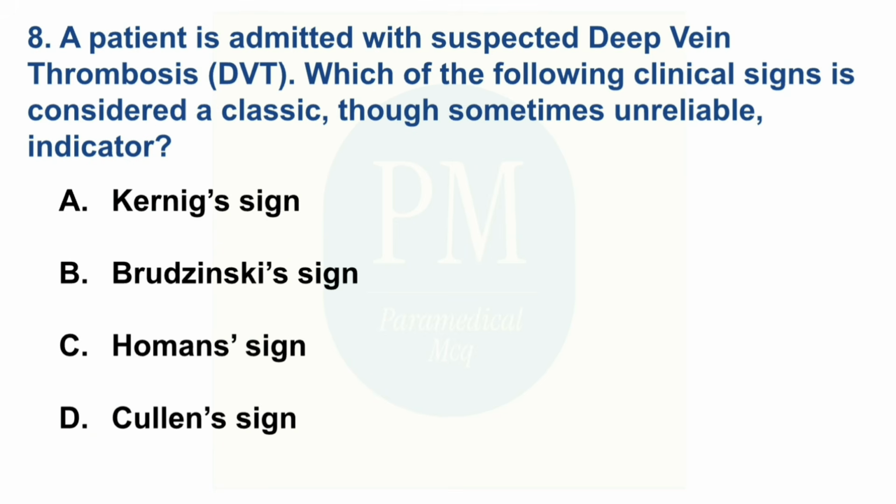A patient is admitted with suspected deep vein thrombosis (DVT). Which of the following clinical signs is considered a classic, though sometimes unreliable indicator? Option A, Kernig sign; option B, Brudzinski sign; option C, Homan sign; option D, Cullen sign. The correct option is option C, Homan sign.